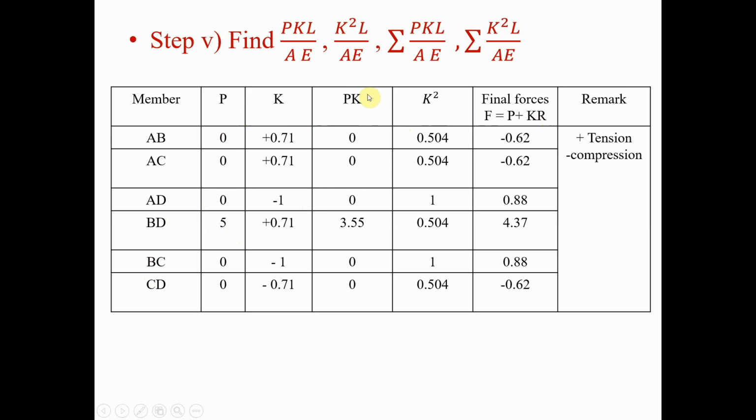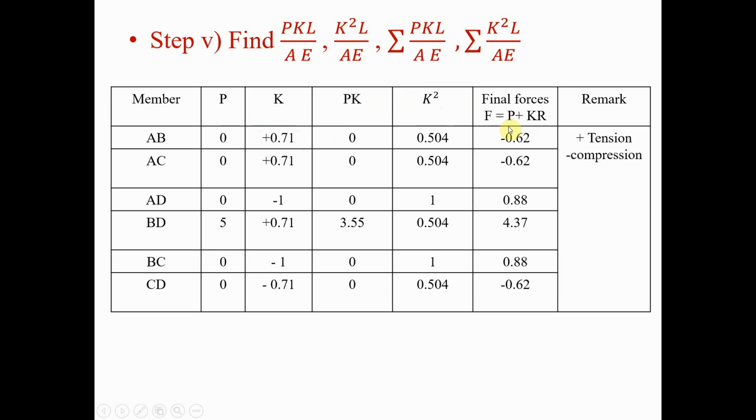The next column is PKL upon AE, but here your truss has the same length, the same cross sectional area, and the same modulus of elasticity. So we just take the PK term here. But if you have a truss whose member lengths are different, or area is different, or modulus of elasticity is different, then you have to take one column for length, one column for area, and one column for modulus of elasticity. But if they are the same, you can directly find the product PK only. Then K square is just the square of the K forces, and PK is the product of P into K forces.